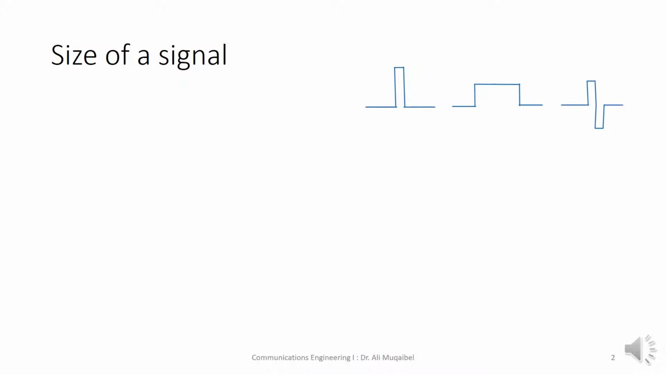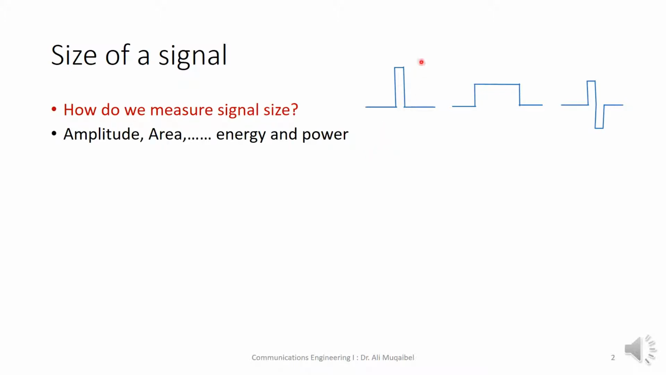The size of the signal. Now, given a signal, how do we characterize this signal? So, for example, we have three signals here. If you want to characterize this signal, if you want to describe this signal, how do we measure this signal? Do we talk about the amplitude?